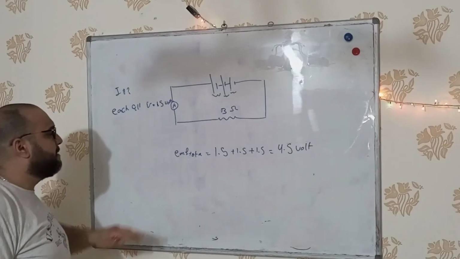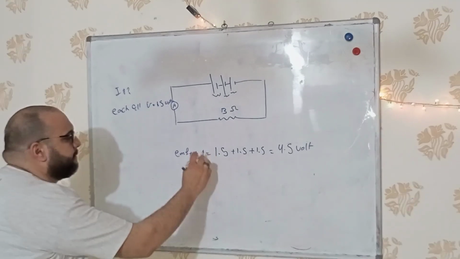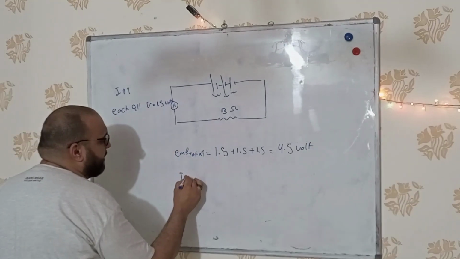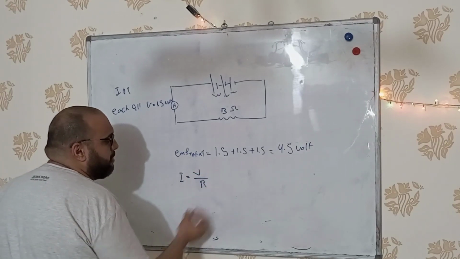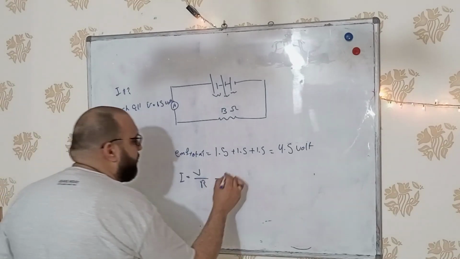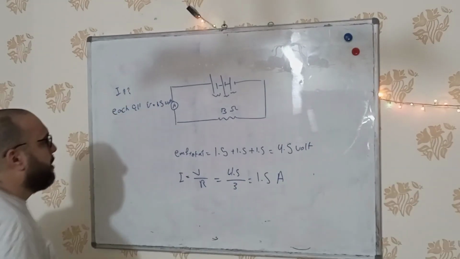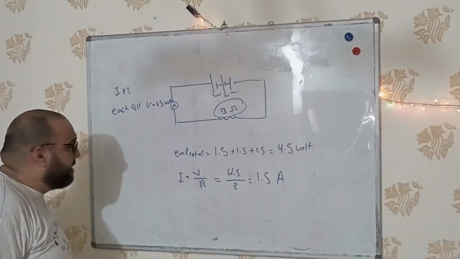Here we have 3 cells. 1, 2, 3 cells. Each one of them is 1.5. So the EMF total will be 1.5 plus 1.5 plus 1.5, which means 4.5 volt. Okay, now we found the total EMF. The total EMF equals 4.5 volt. To find I, current intensity, we're going to use the relation, or Ohm's law. 4.5 divided by 3 will be 1.5 ampere. Here 3 is the value of the resistance.